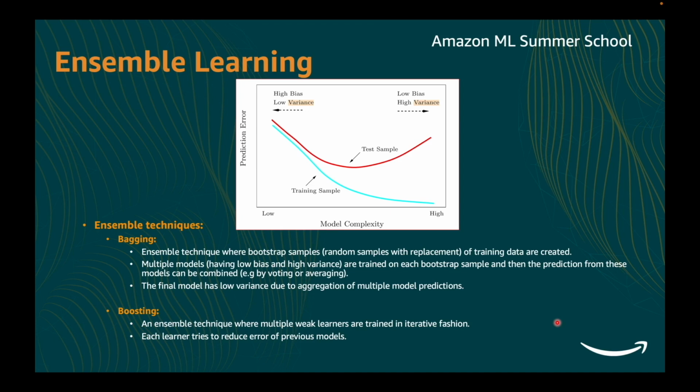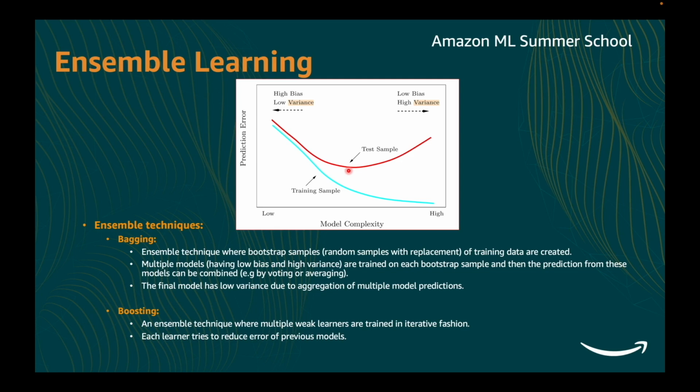And if you remember from the bias-variance trade-off diagram that you had seen earlier, you want both low variance and low bias, and that will give you a very accurate prediction, which has both low training error and low test error. So what are the different techniques which are used to ensemble decision trees? We'll discuss two of them in this particular module.